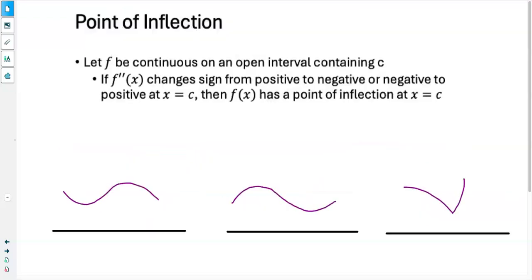Okay, so that also brings us to what's known as a point of inflection. If our function f is continuous on an open interval that contains c, and if f double prime x changes its sign from positive to negative or negative to positive at x equals c, then f of x has a point of inflection at x equals c. So I've drawn out a few graphs where we have inflection points. This point here, which would be c, would be an inflection point.